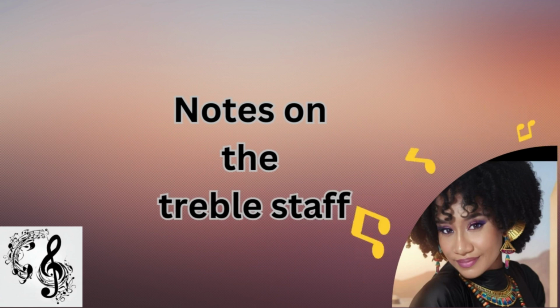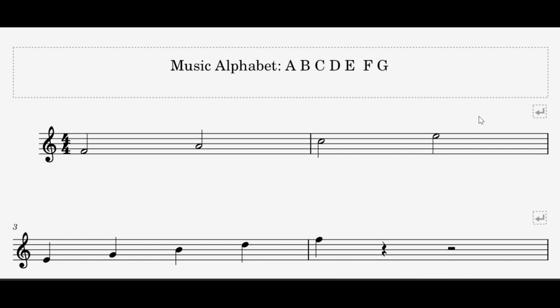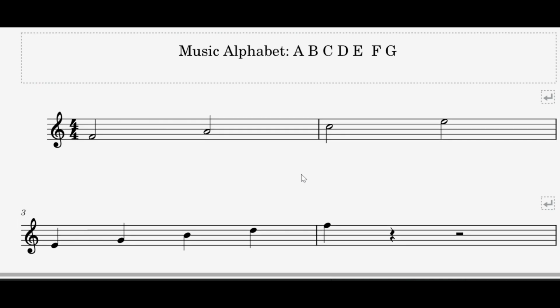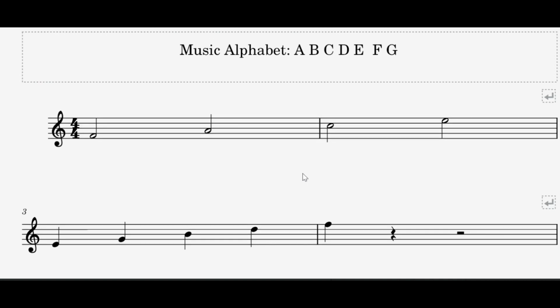Notes on the treble staff. All right, so let's discuss the notes on treble clef. First, you need to know that the pitches are labeled using the first 7 letters of our English alphabet. So the pitches are labeled from A all the way to G: A, B, C, D, E, F, and G.